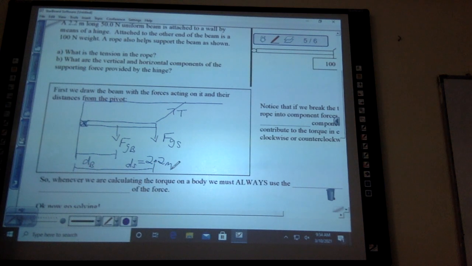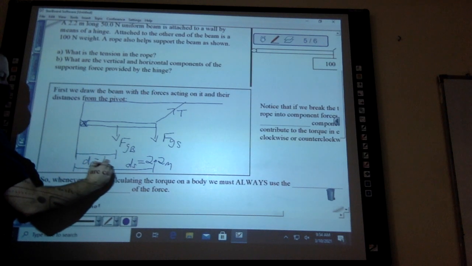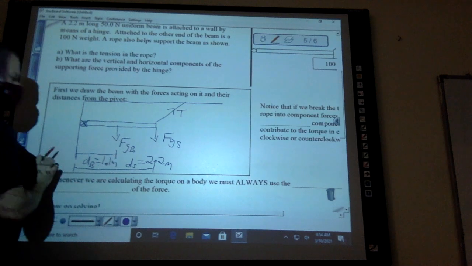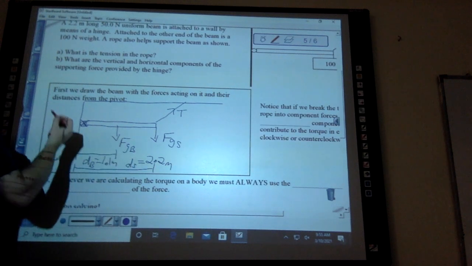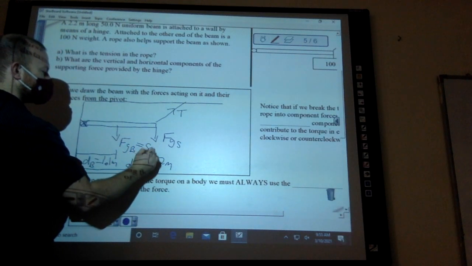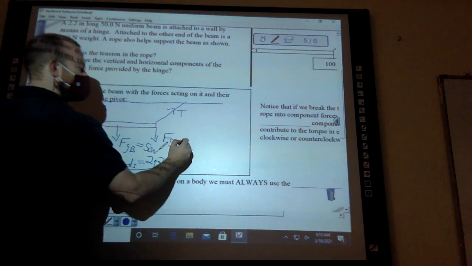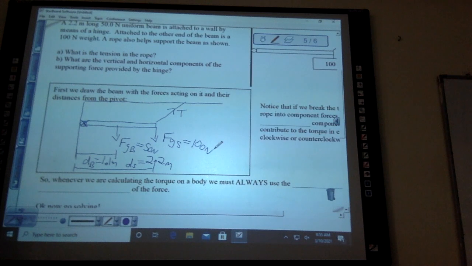What would be the distance to the center of gravity of the beam? 1.1. So it's just half. And what else? I can put in other numbers if I want. I can say FGB, we know what that is. We're told it's here. This is 50 newtons. We know the FG of the sign. This is given. It's 100 newtons. Tension's what we're looking for.